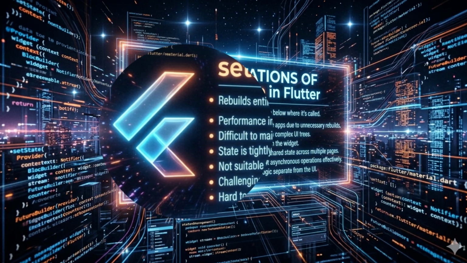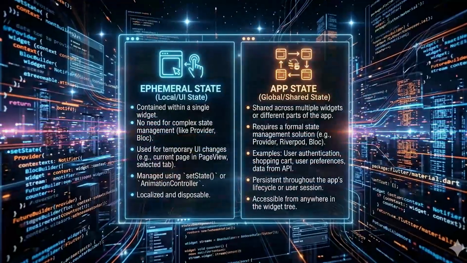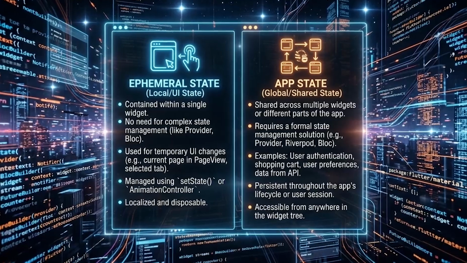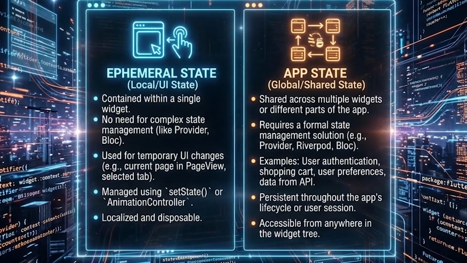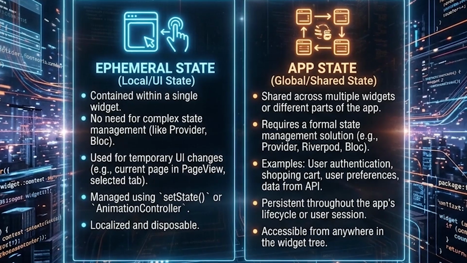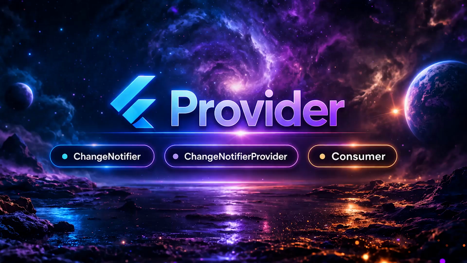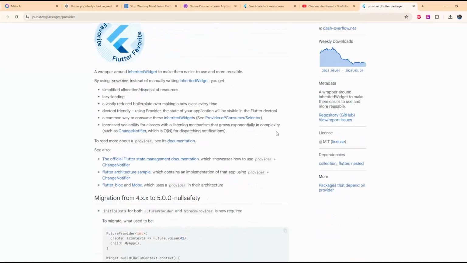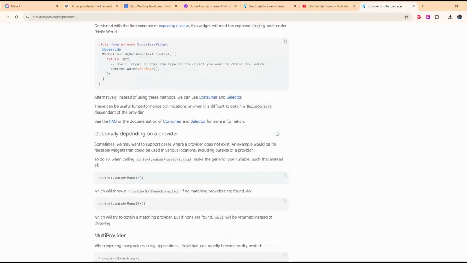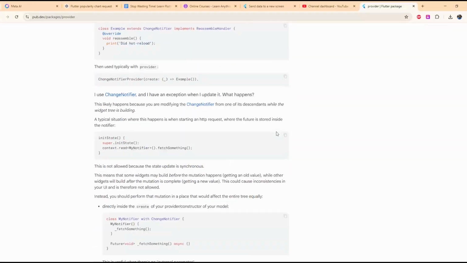But the moment your app grows and you need to share data between multiple widgets, setState starts to become messy, hard to manage, and difficult to scale. That's where you need a better approach. And for beginners, the best place to start is Provider. Add the Provider package to your project and learn how it works. Understand how it helps you manage shared state in a clean and organized way.